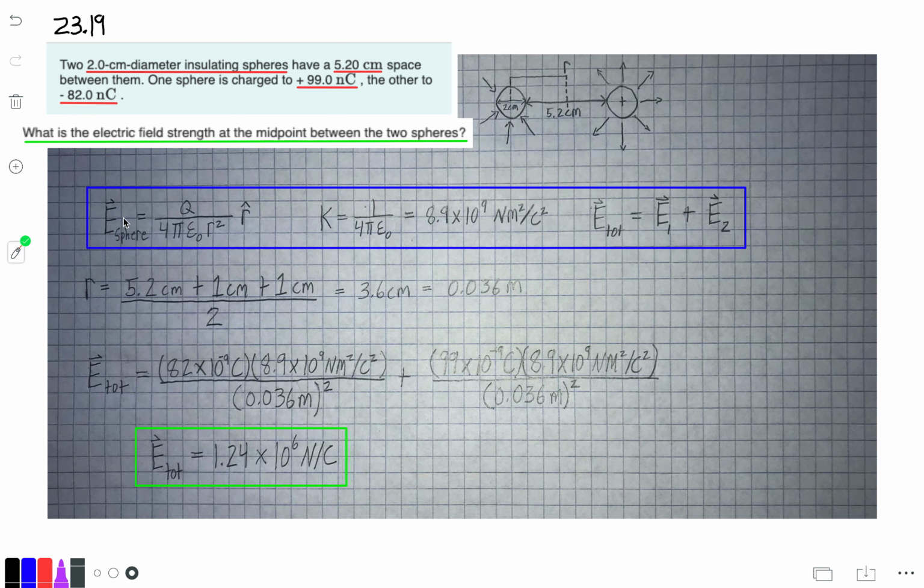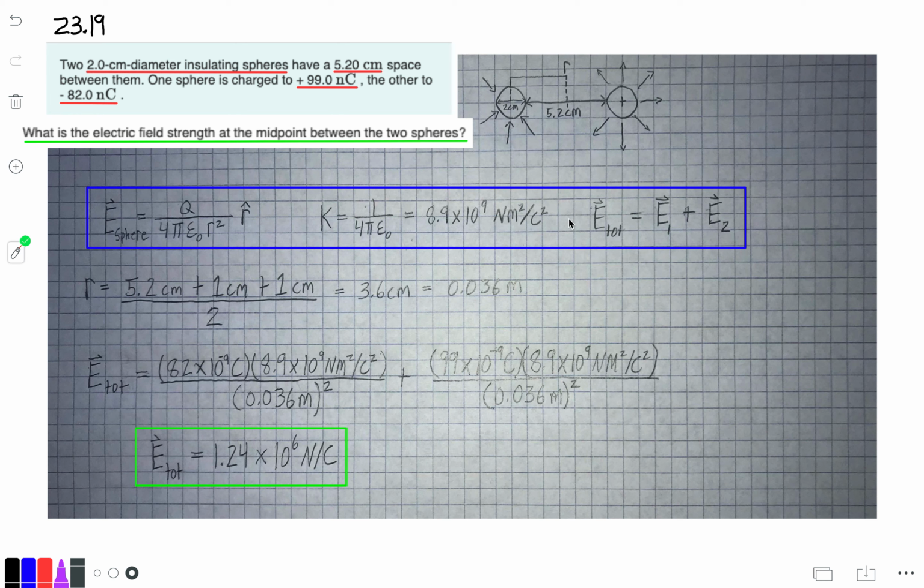So what we need to do is find the electric field strength of each sphere and then add them together. So we're going to find that midpoint, as I was talking about, by doing 5.2 centimeters, and then we're going to add 1 because this distance here is going to be 1 centimeter, and then this distance here is going to be 1 centimeter, because we're trying to find the center here. So after doing that calculation, we get 3.6 centimeters, and then we're going to convert that to meters for the sake of the equation.